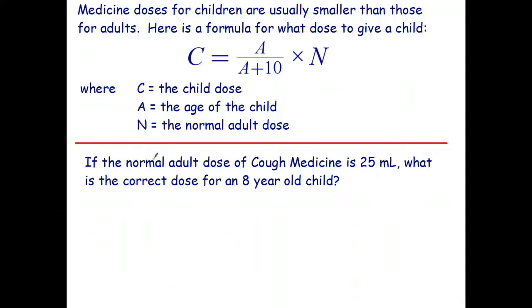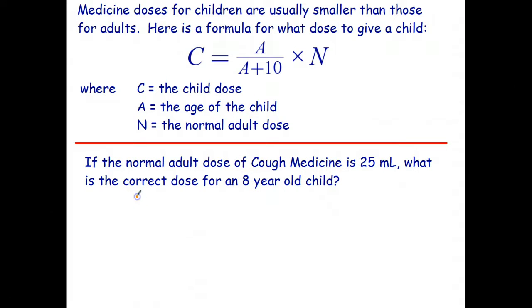Okay, welcome back. Let's read the question. Medicine doses for children are usually smaller than those for adults because they are smaller, of course. Here's a formula for what dose to give a child. A is the age of the child, so A divided by A plus 10, and then N is whatever the normal adult dose is. Let's find out, if the normal adult dose of cough medicine is 25 mil, what is the correct dose for an 8-year-old child?